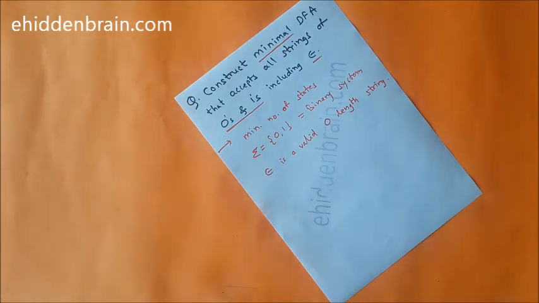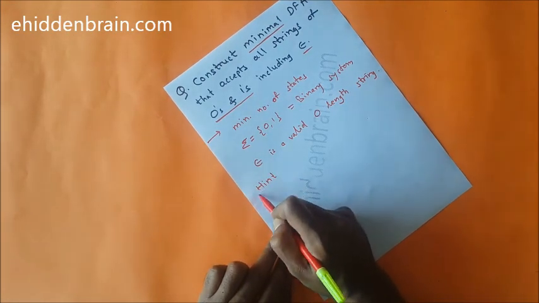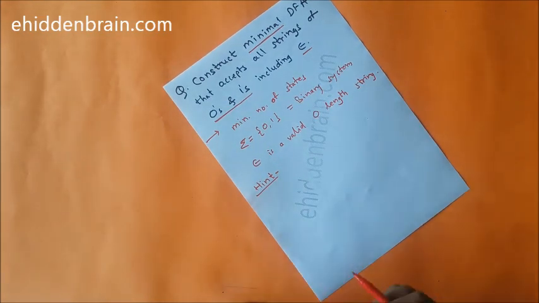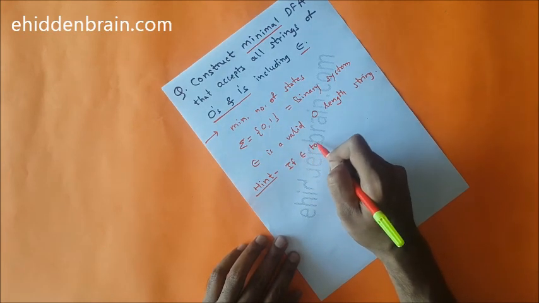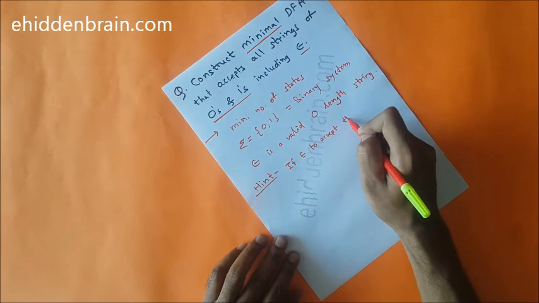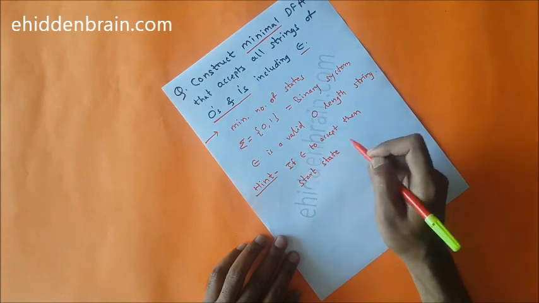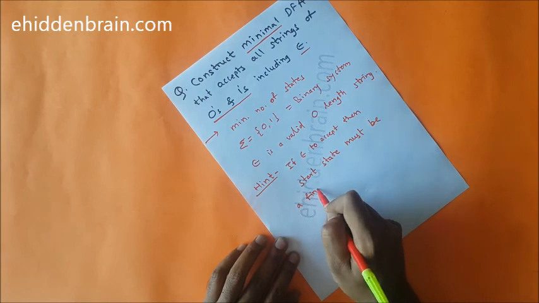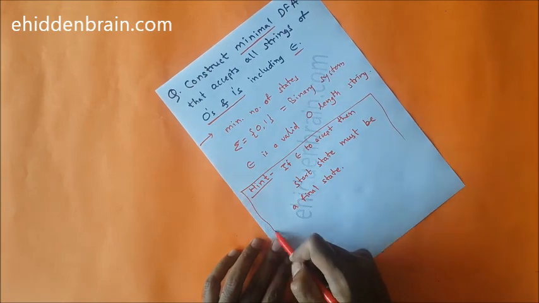Now let's try to see how to construct a DFA first of all. One hint I will give you to draw a DFA: whenever there is epsilon, if you have to accept epsilon, then the start state must be a final state. Start state must be a final state. I hope this is very clear. So this is a hint. You should remember this hint, right?